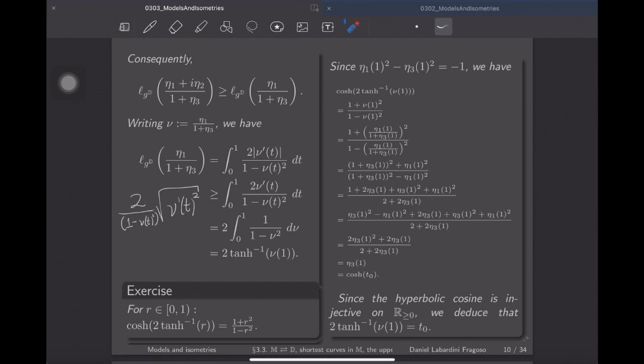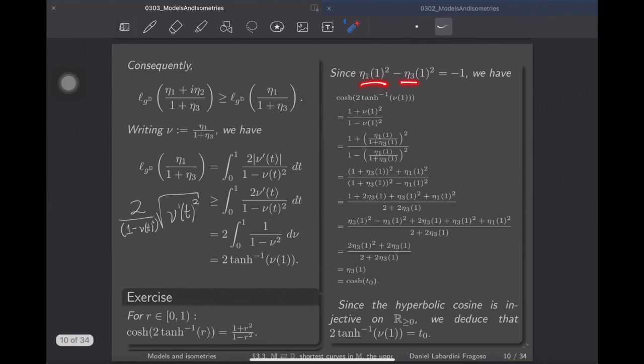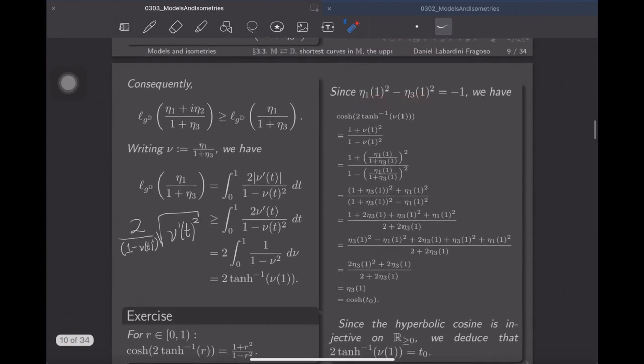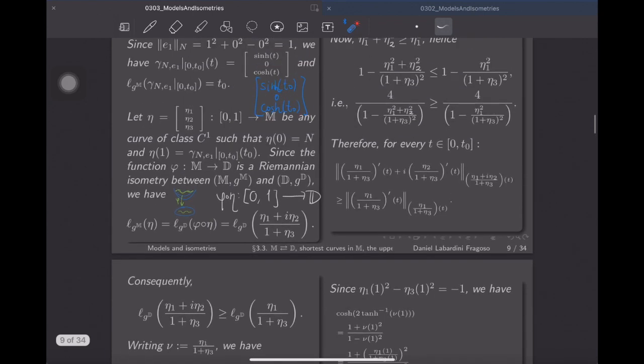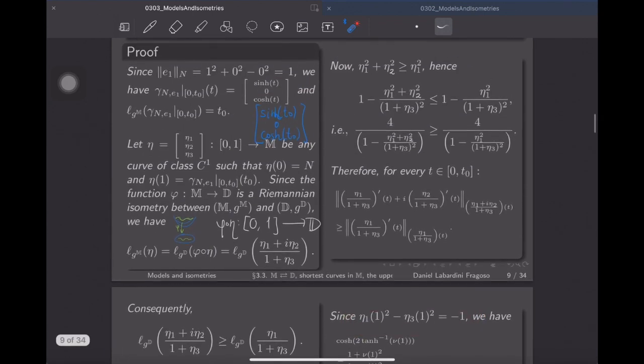of course, I have this square minus this square equal to minus 1. Where does this come from? It comes from the fact, you see here it's only with etas, right? It's only with etas. So what I have is, let me think. Because what I have is eta 1 square plus eta 2 square minus eta 3 square equal to minus 1.